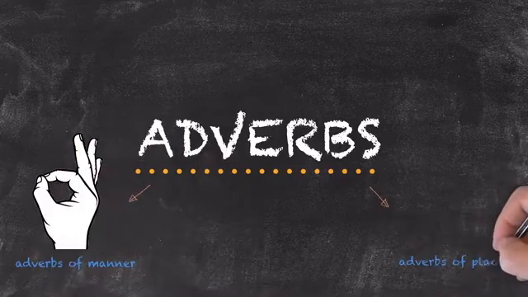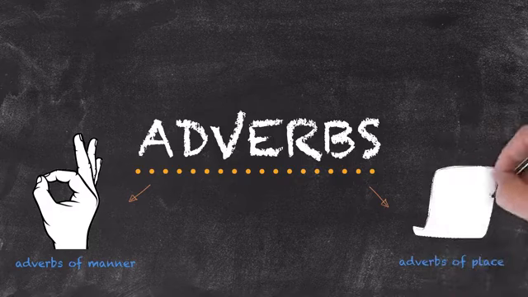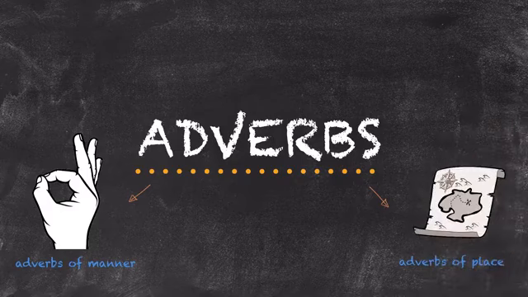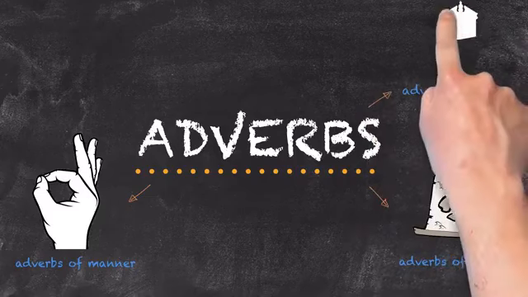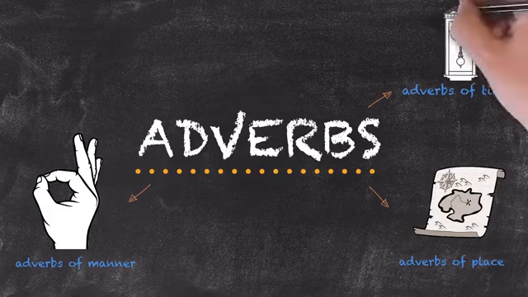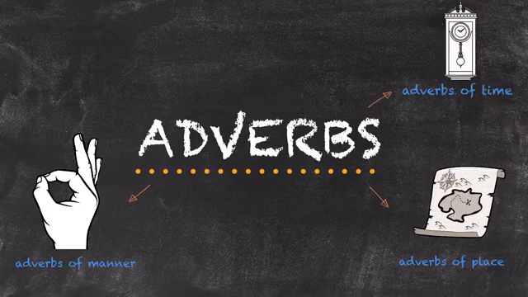We have adverbs of place, describing where the action happened. 2 examples are here or there. We also have adverbs of time, describing when the action happened. 2 examples being now or recently.